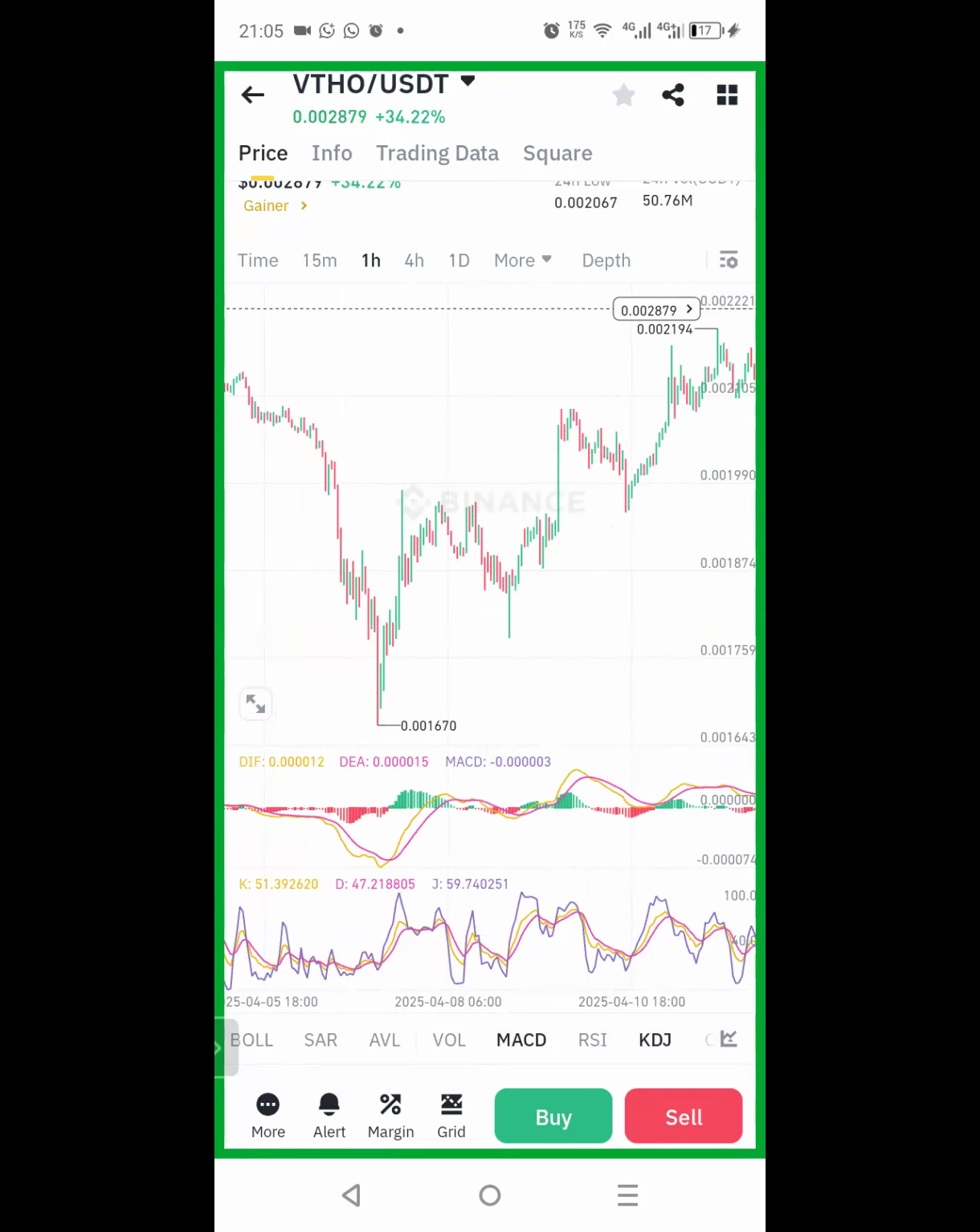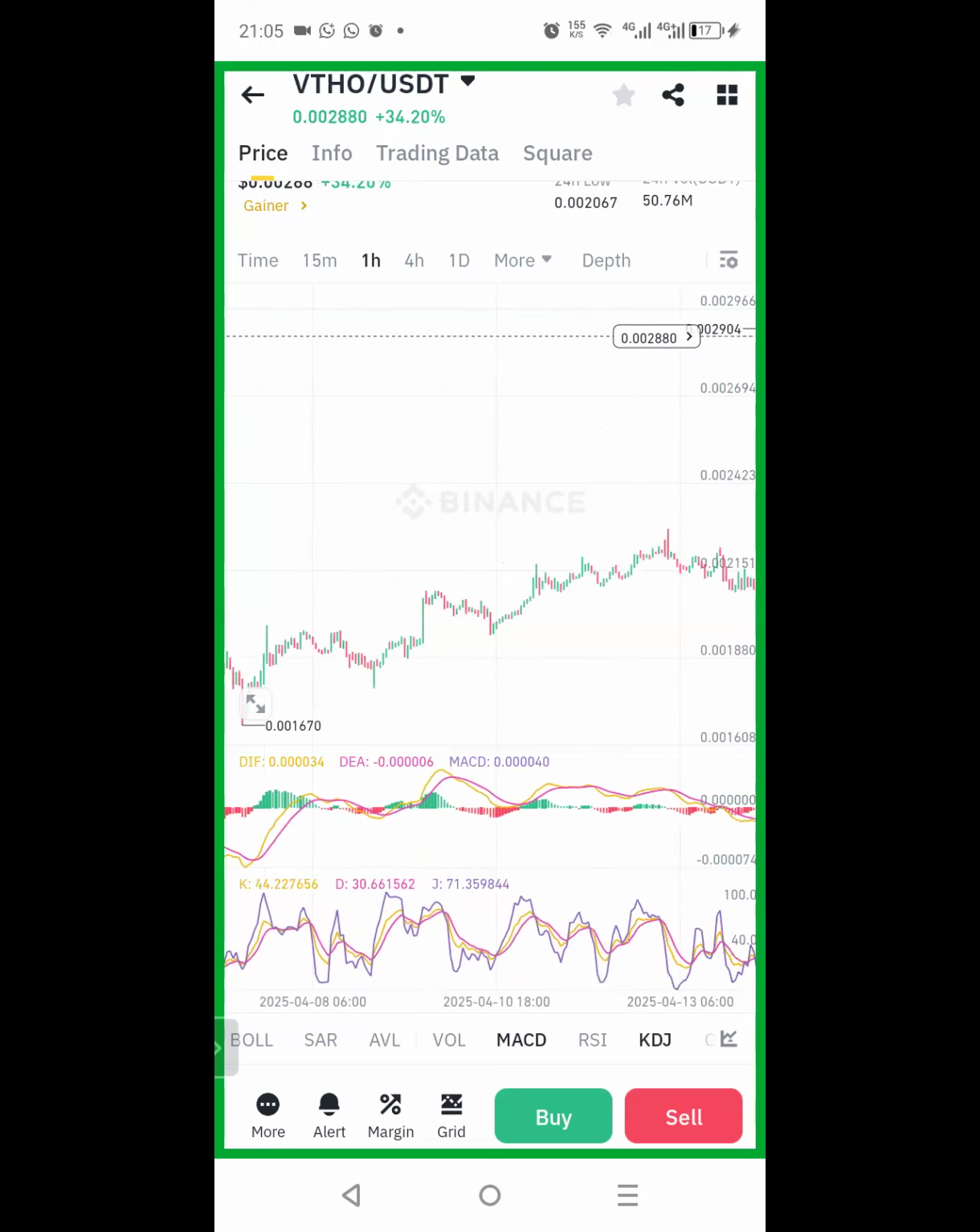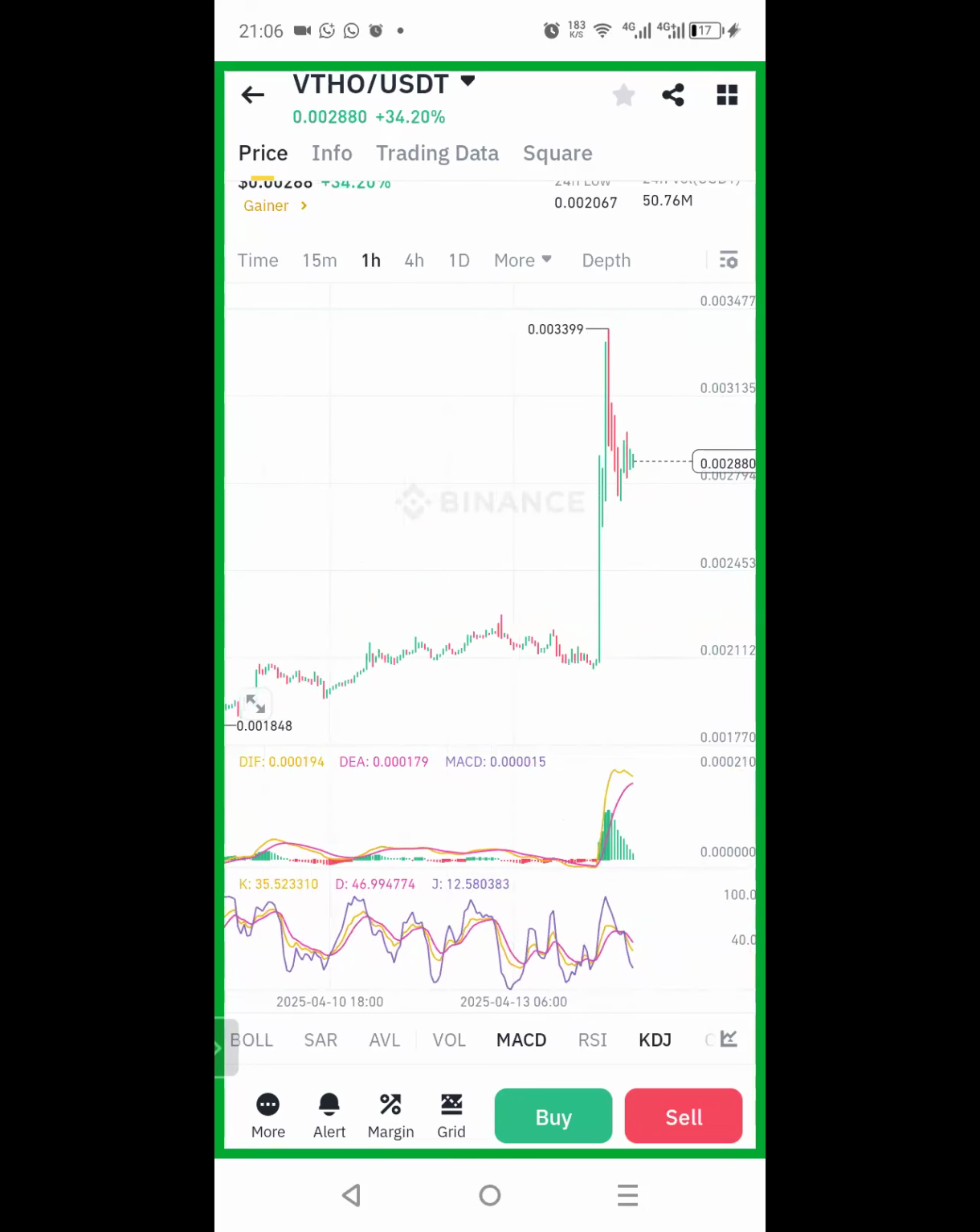It's not possible at all, because the coin is in a downtrend movement already, and since it has not reached its support level, you can't expect it to make a U-turn. You can't expect it to bounce back at any moment soon. It's not possible.